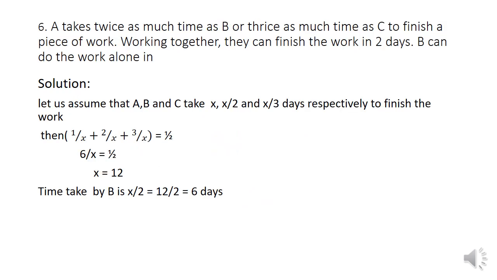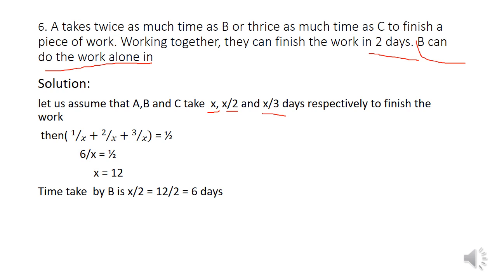Here A took double the time taken by B and triple the time taken by C to complete the work. They did the work together and completed the work in 2 days. So we have to find B can do the work alone in how many days. Here let us assume the time taken by A to complete the work is X. So if A is X, then time taken by B is X by 2 as A is twice the B, and time taken by C is X by 3 as A is thrice the C. So these are the days taken by them to complete the work.